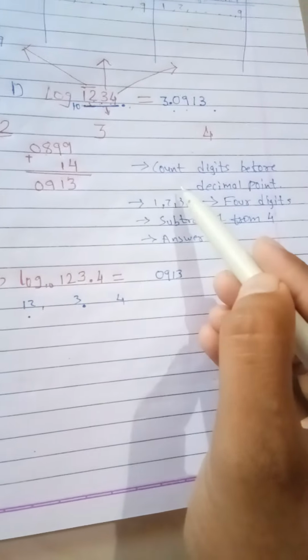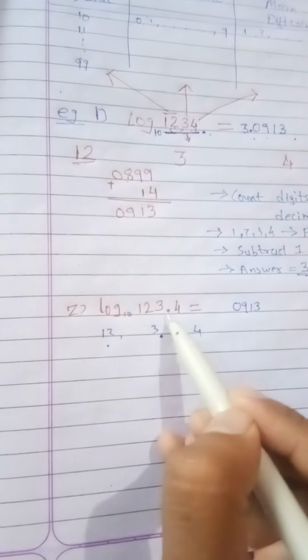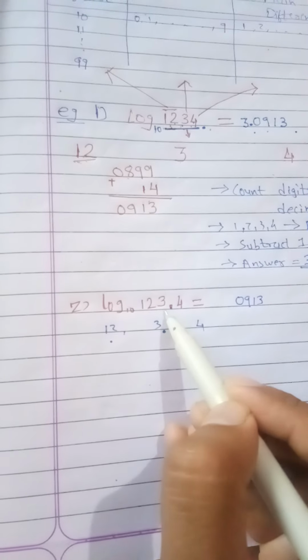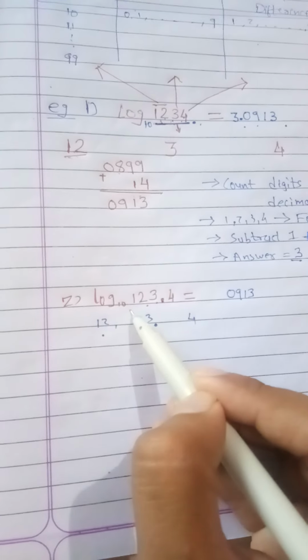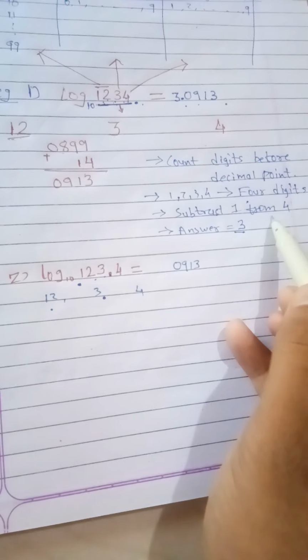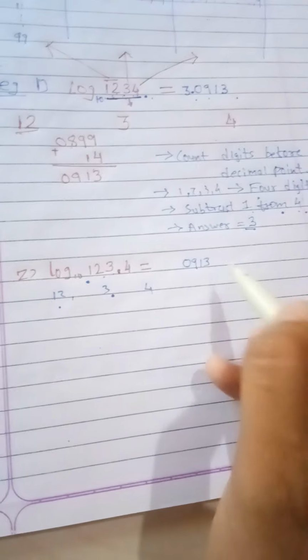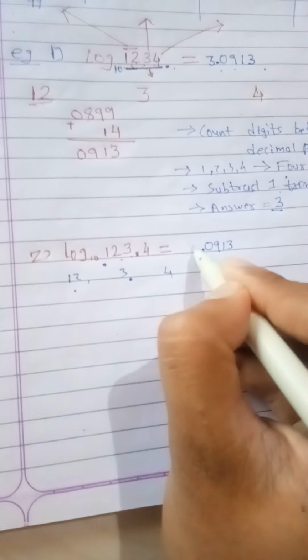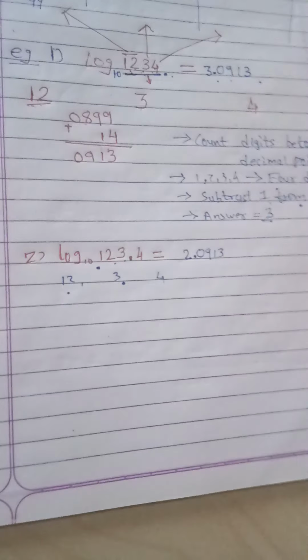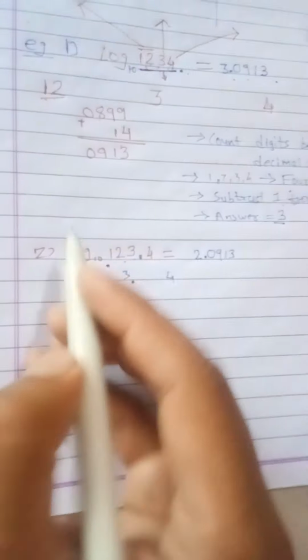Okay, next, what is the next step? Count the digits before the decimal point. How many digits are there? 1, 2 and 3. So 3 digits are there. Subtract 1 from these digits, so 3 minus 1, how much? It is 2. So your answer of log 123.4 is 2.0913.